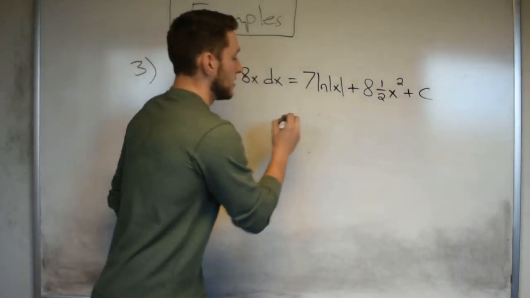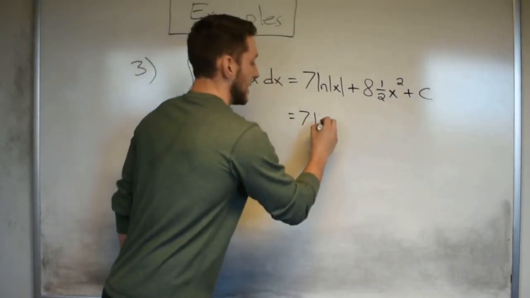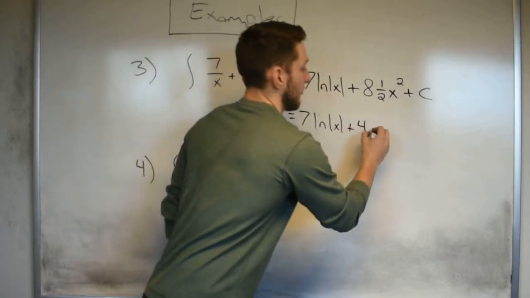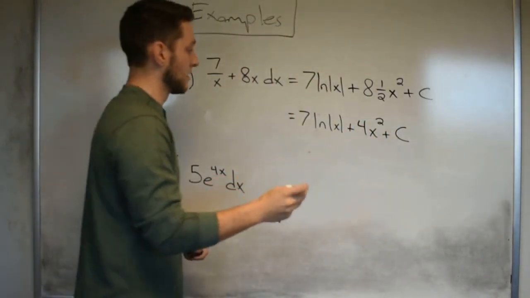So, in effect, what we have right here, once we go ahead and simplify out, is 7 times the natural log of x plus 4x squared plus c. That's our answer.